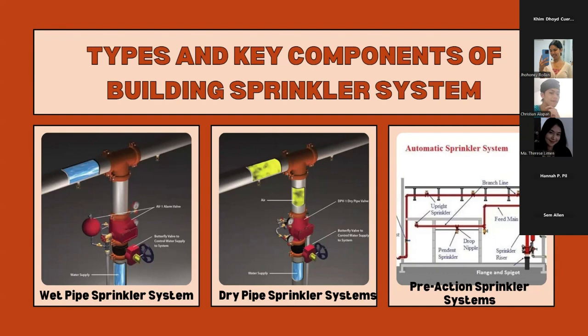This system is widely used in commercial and residential buildings due to its reliability and quick response time. The next one is the dry pipe sprinkler system. This system utilizes air pressure to keep water out of the pipes until a fire is detected. In this system, the pipes are filled with pressurized air or nitrogen, which holds a valve closed. So when a sprinkler head is activated, the air is released, allowing the valve to open so that water flows through the pipes to the activated sprinkler.